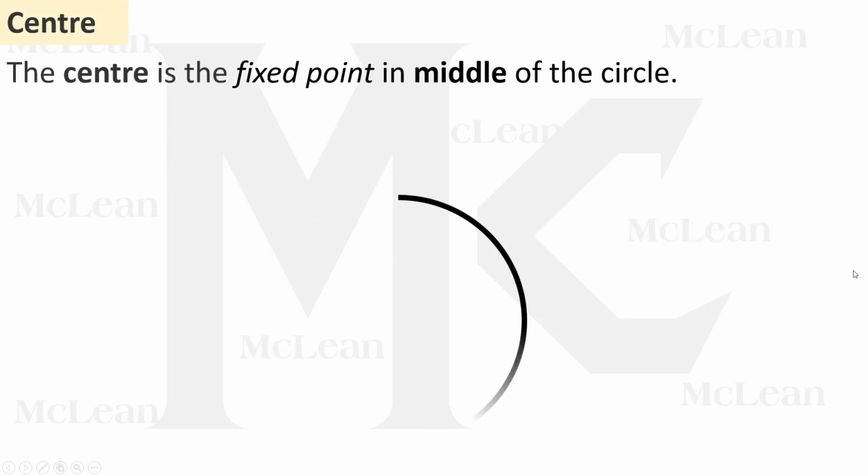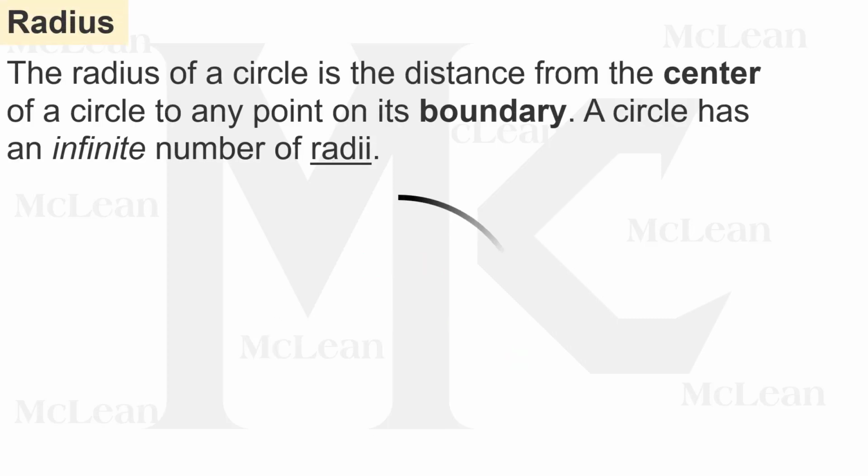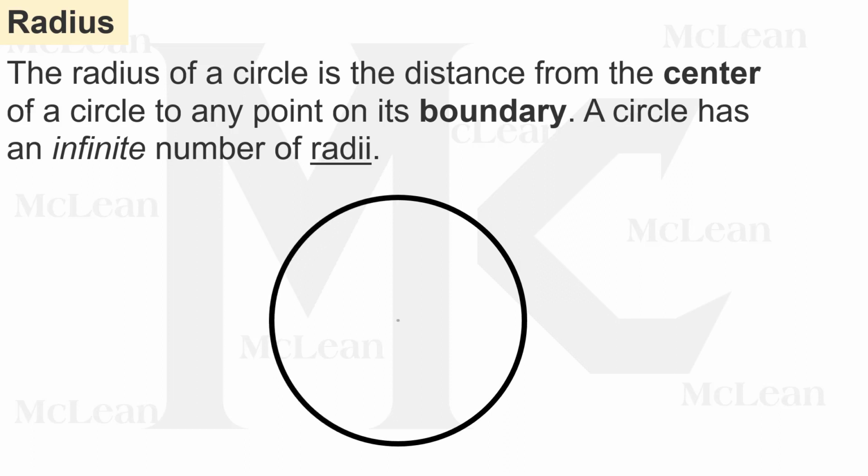Center. The center is a fixed point in the middle of a circle. Radius. The radius of a circle is a distance from the center of a circle to any point on its boundary. A circle has an infinite number of radii. One radius, more than one radii. So this is the center. When you draw a line from the center and touch any part of a circle on the boundary, that's the radius.